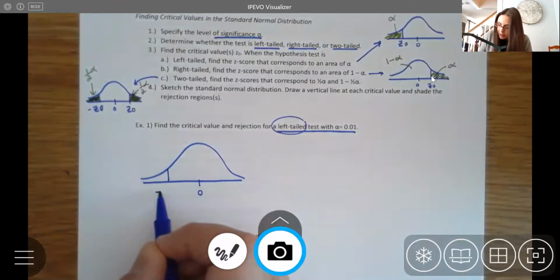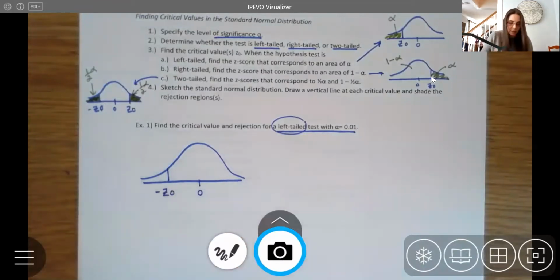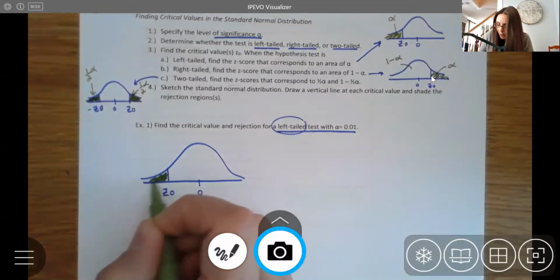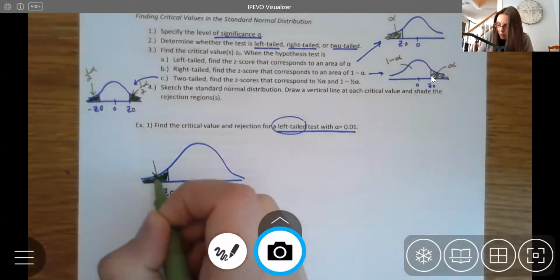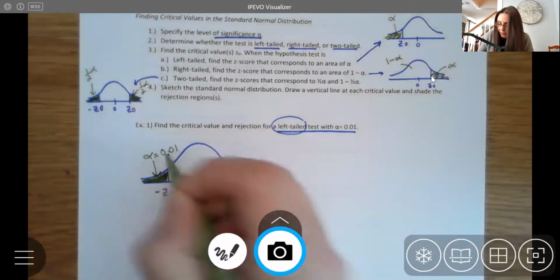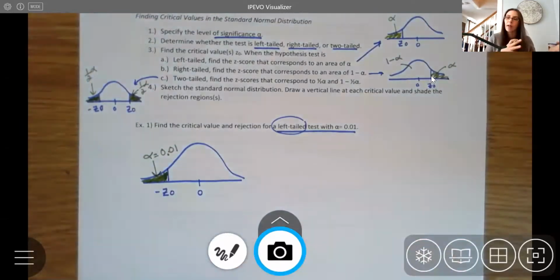So I'm looking for some negative z-value. I don't know what yet. It's negative because it's on the left of 0. And the whole area there is alpha, and our alpha is 0.01. Okay, so if it's a left tail test, the whole alpha is in the left tail. So you can do this with your table. Let me see if I can bring that table up really quick here.